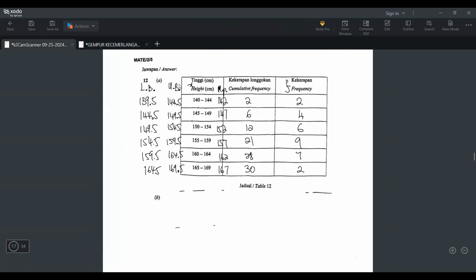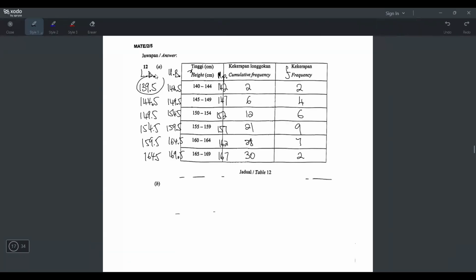And when we look at the table, don't just look at the frequency. We look at the lower boundary and the upper boundary also. So what my eyes have to look at is this, this, and this, right? Don't just look at the frequency. Look at this, and this. So the first bar, the kaki have to be at 139.5, 144.5, and then the height must be 2. So 139.5, 144.5, 2.